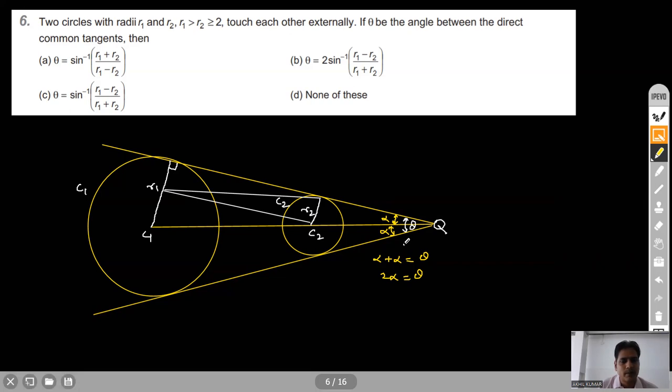So what will be alpha basically? If you see, if this angle is alpha, so this angle will also be alpha, right? If I'm not wrong, because these two lines will be parallel basically. I'm drawing this as a rectangle. This R1, R2, and this C2 and C1. Okay. So if this angle is alpha, then we can find sine alpha. What will be this distance? This distance will be R1 minus R2, right? And this will be our 90 degree. So our sine alpha will become R1 minus R2 upon this thing.